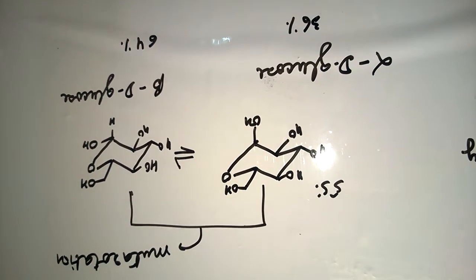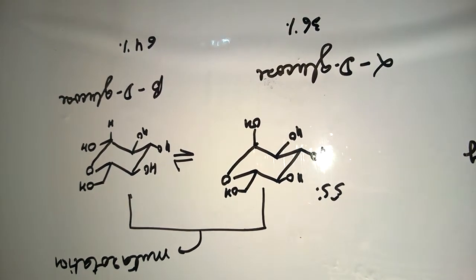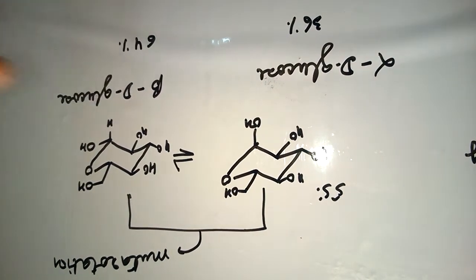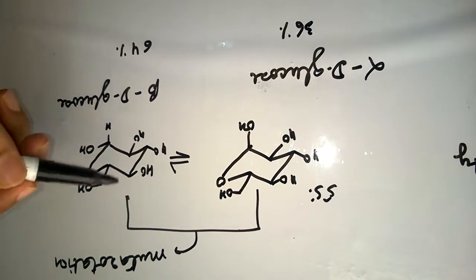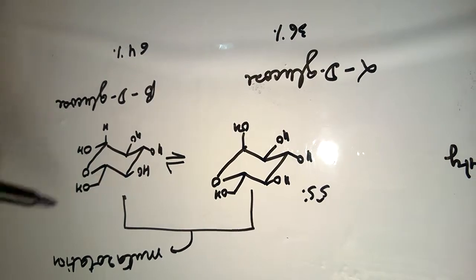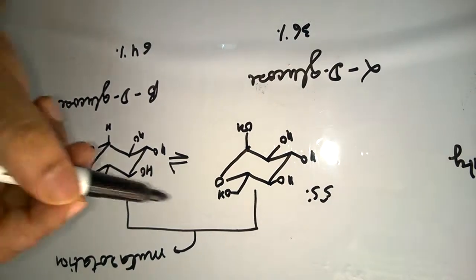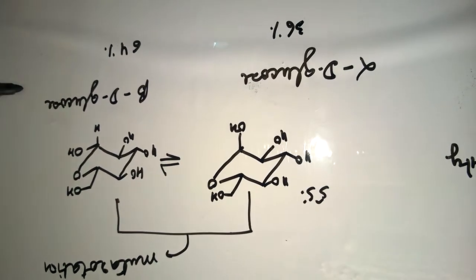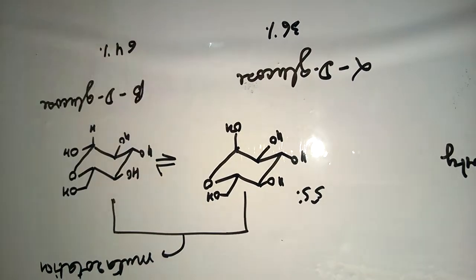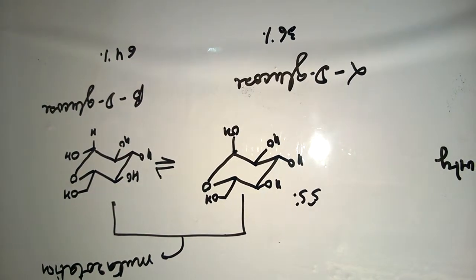Generally beta is more stable, so we get 64% beta glucose at equilibrium and 36% alpha glucose. In beta we have all the OH in equatorial positions and bulkier groups, therefore it is slightly more stable than alpha glucose. So at equilibrium we have 64% beta D glucose and almost 36% alpha D glucose.